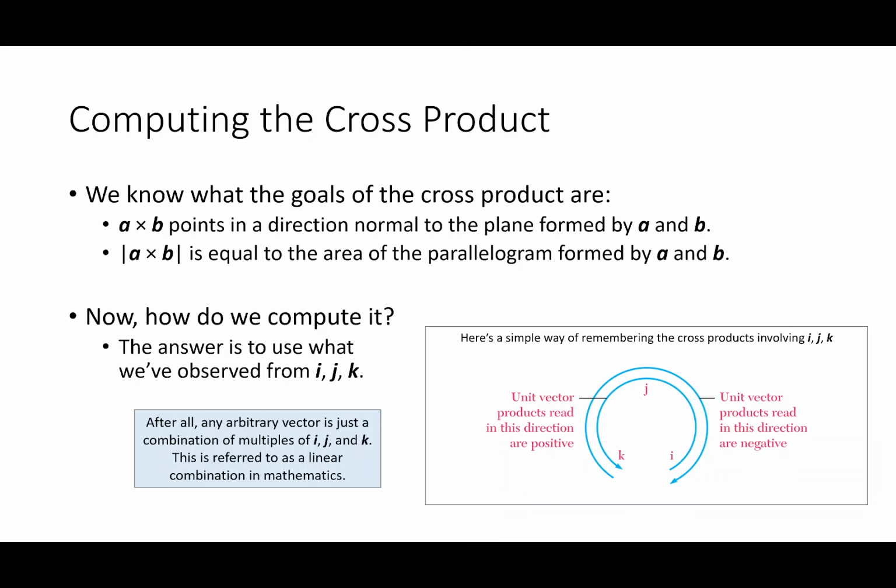Yes? Did I get one wrong? Is I times K supposed to be... I think you have I and K switched. No. If I go I times K, that's negative J. Did I do something wrong? No, maybe not. No, you're right. Yeah, because I cross K is negative J. So this term's negative, this term's positive. Am I right? Okay. Does that make sense?